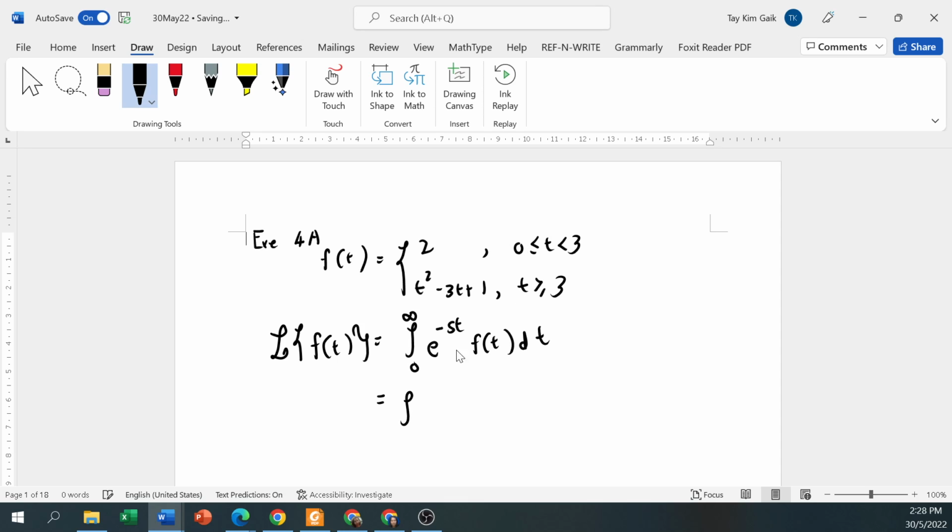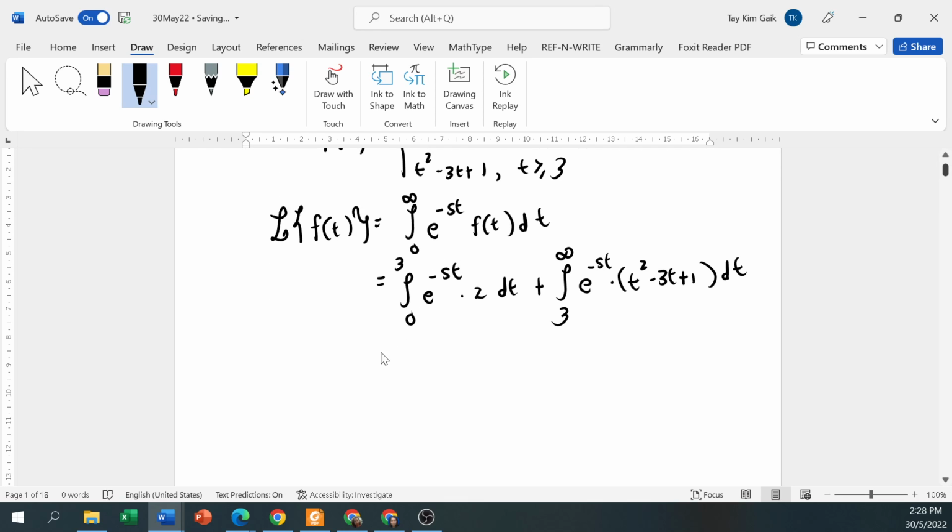That's why you integrate from 0 to 3 e to the negative st. In the interval t from 0 to 3, f(t) is actually 2, so 2 dt. And then for t greater than or equal to 3, we integrate from 3 to positive infinity e to the negative st, multiplied by f(t), which is t squared minus 3t plus 1, dt.